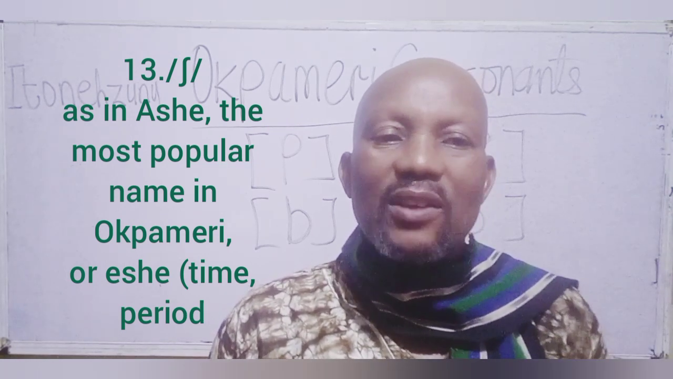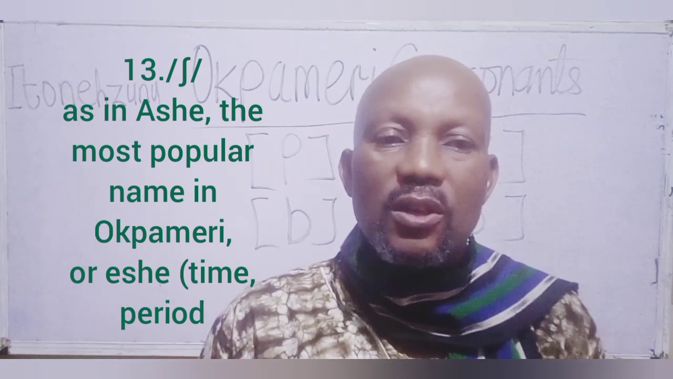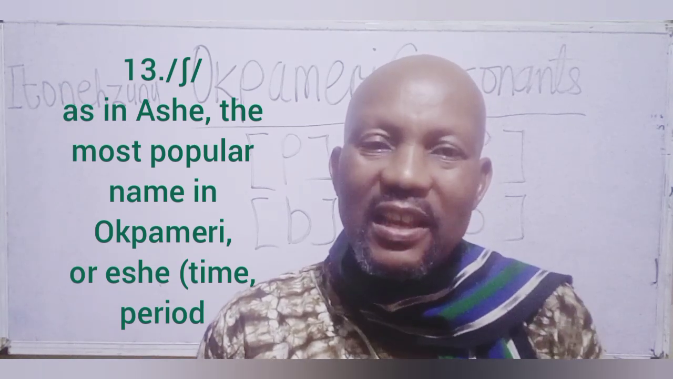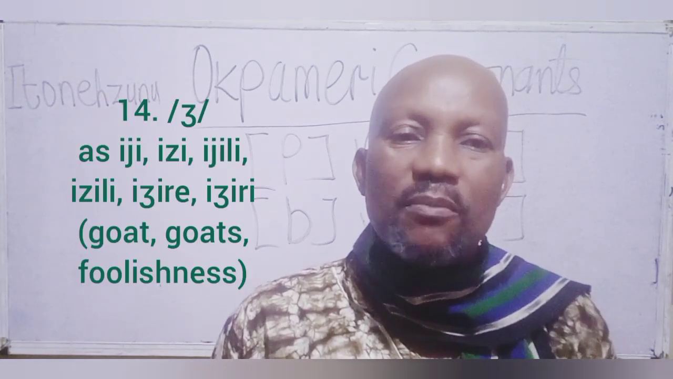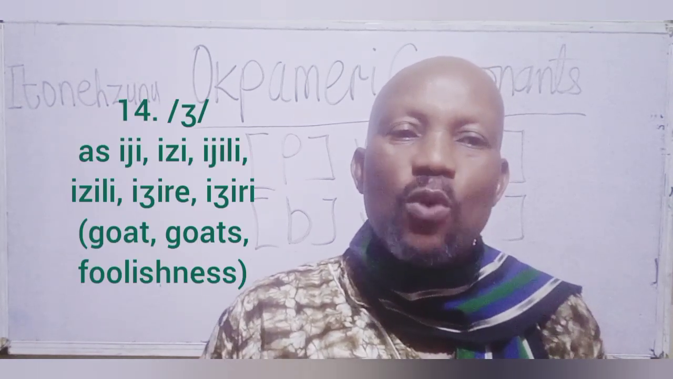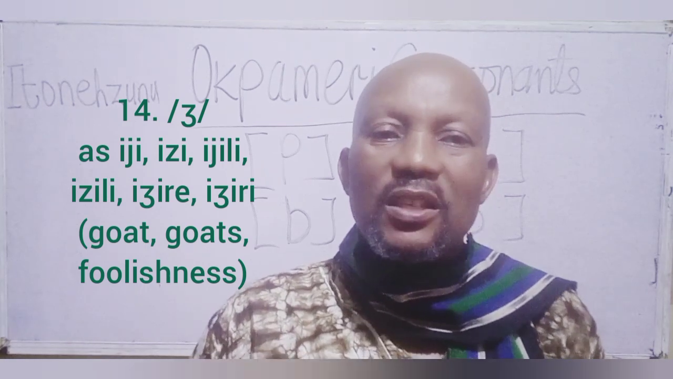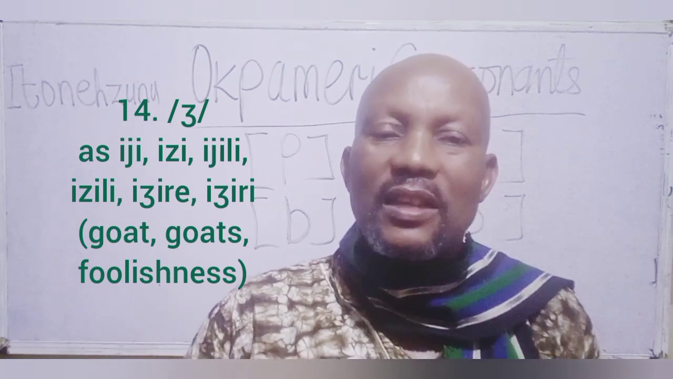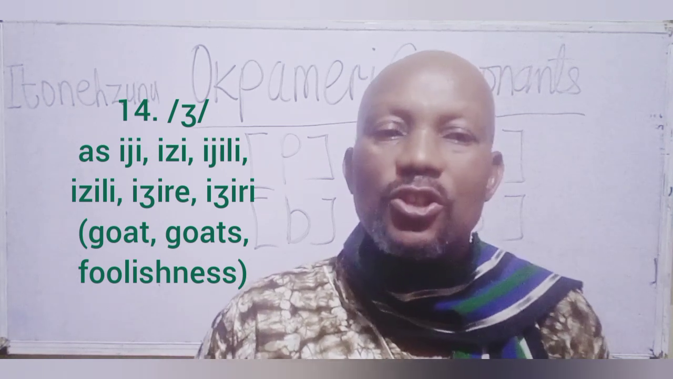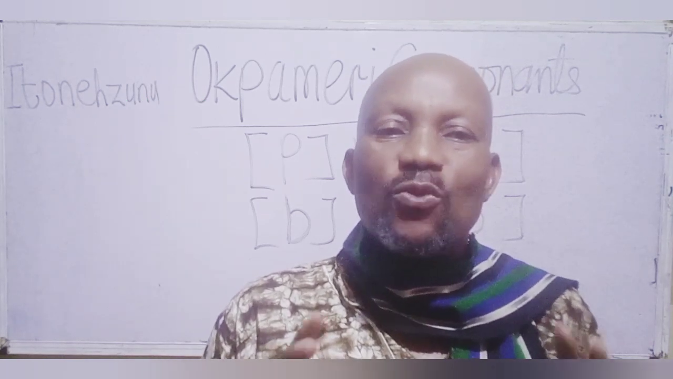And finally for today, we have sh and j. Sh is the sound in ashe or eshe. And then finally, we have j. It's not very common in Okpameri, but we have it in Oja. In the word goat, and in Oja, they say ijiri. So that is the ones we're going to treat today.